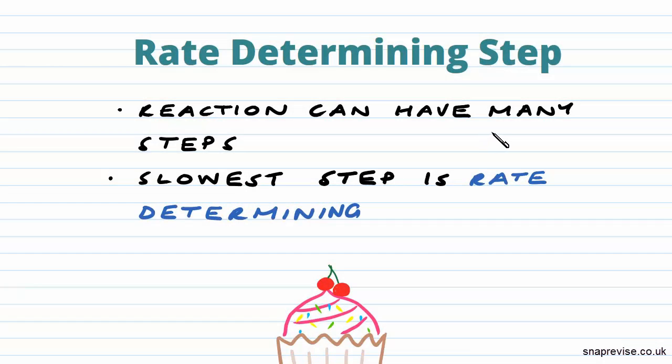Well, reactions can have many steps. They have what we call a reaction mechanism, where a series of steps fit together to make up the overall reaction. Now, the slowest step in this reaction mechanism is our rate determining step.